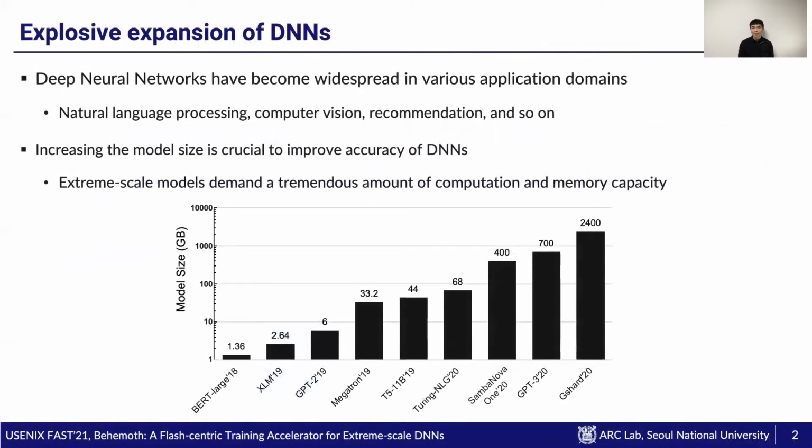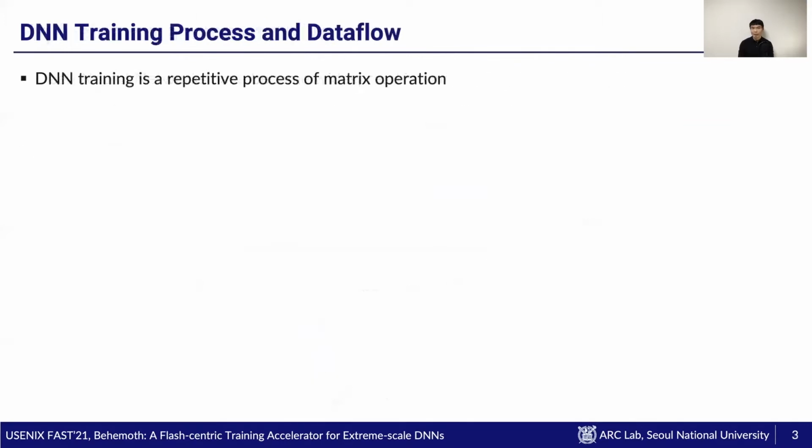Deep neural networks have become widespread in various application domains. There has been continuing effort to further improve model accuracy, and scaling the model size is one of the most popular ways to achieve this. The figure shows that the size of an NLP model has increased by more than 1,000 times over the last 2 years. Before going deeper into my work, I would like to briefly talk about the DNN training process.